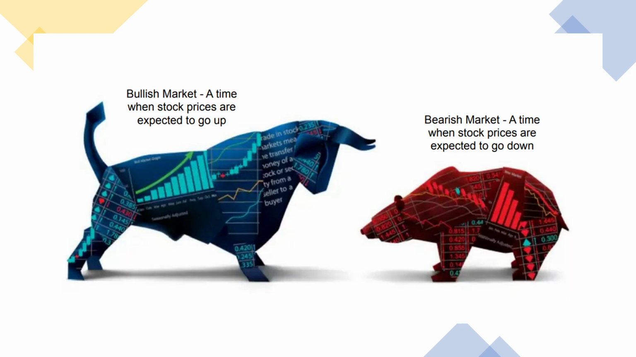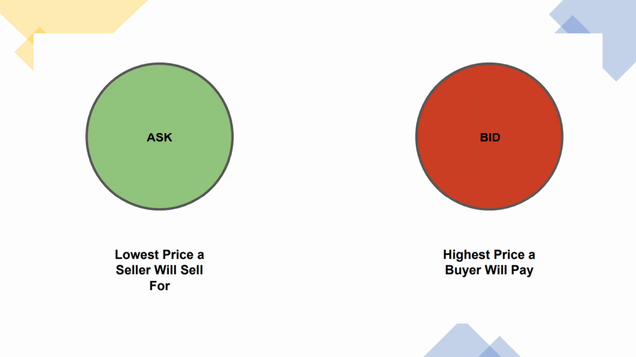So bullish market and bearish market. So a bullish market is when the price of a stock is meant to go up, and bearish is a time when the stock price is meant to go down. You also have ask and bid. Lowest price a seller will sell for, and the highest price a buyer will pay for. These won't really come into your trading quite early on, but this is a good thing to know.